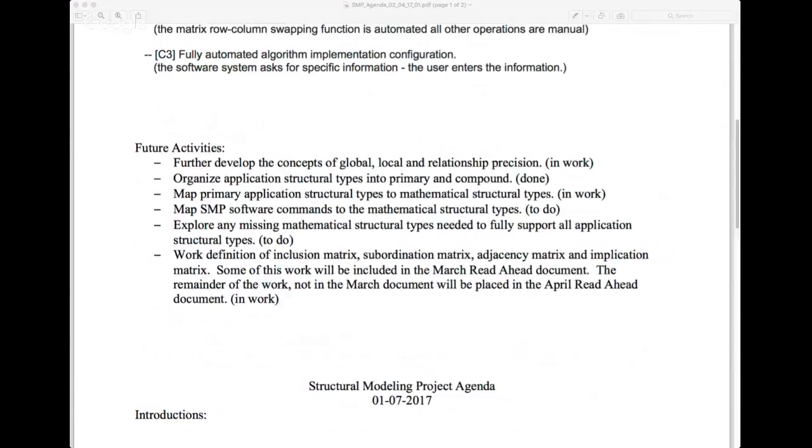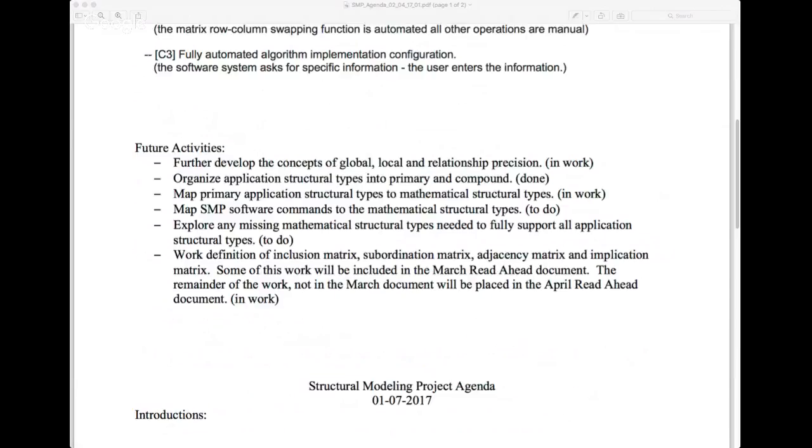So we've basically taken a first cut at organizing the application structural types, and we're working on the primary ones right now. And yeah, the mathematical structural types here. So the software commands, the goal now, once we have these things figured out, is to basically map the software commands to the structural types.